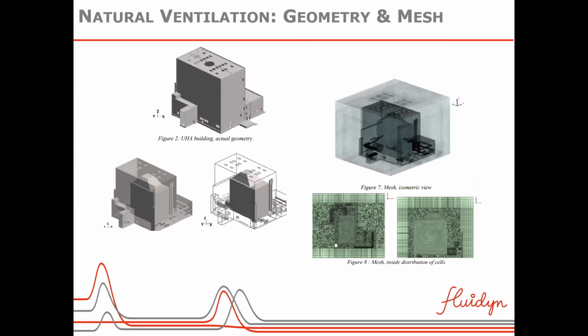The first is a natural ventilation related case. Basically, this is the geometry, where the outer part was removed, hidden, and the internal parts are shown. This case had a lot of heating elements inside. Here the heating elements are considered only as a convective load.